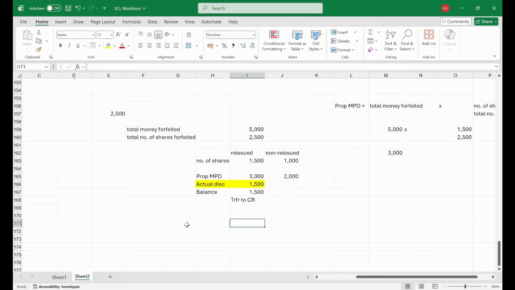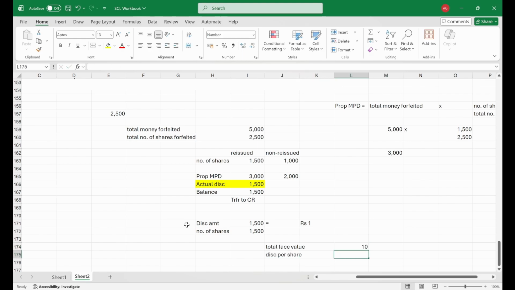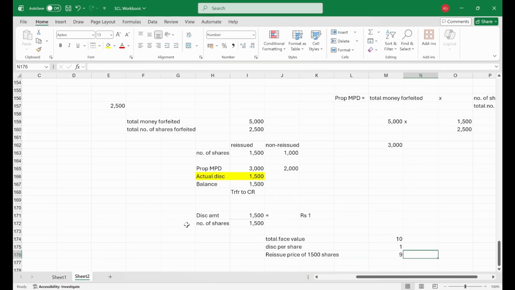Therefore, please understand, for issuing 1,500 shares, the company gave 1,500 discount. Discount amount is 1,500. Number of shares is 1,500. Therefore, what is the discount per share? 1 rupee discount. Now understand, what is the reissue price? Total face value is 10 rupees. Discount per share is 1 rupee. Therefore, the reissue price of those 1,500 shares is rupees 9 per share.